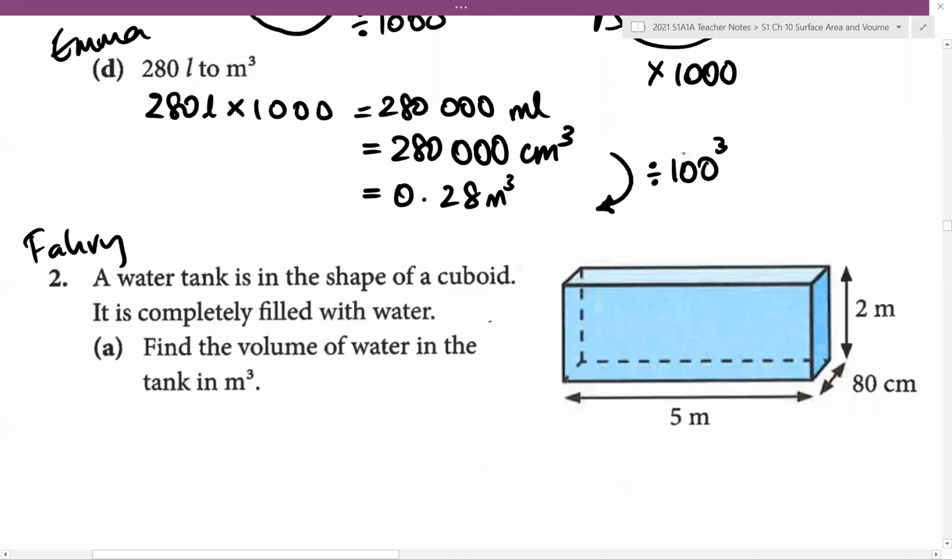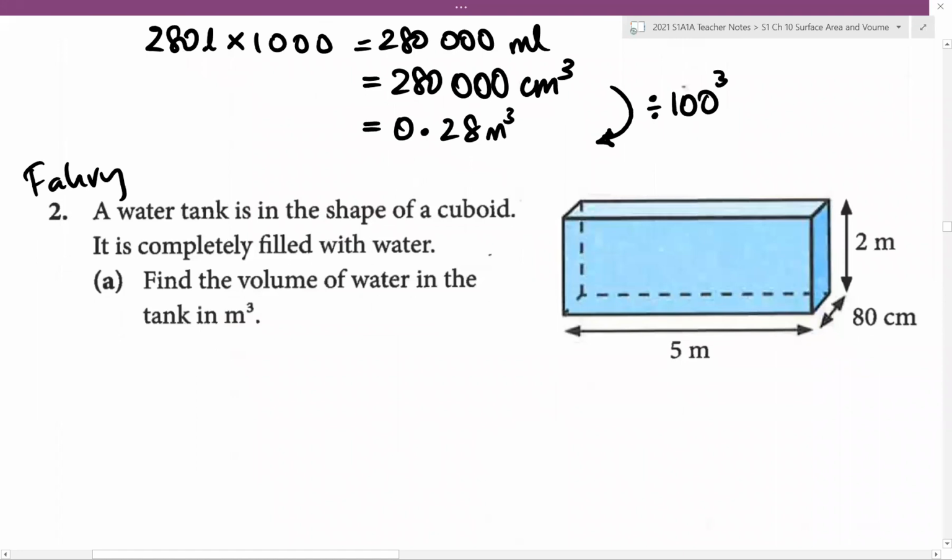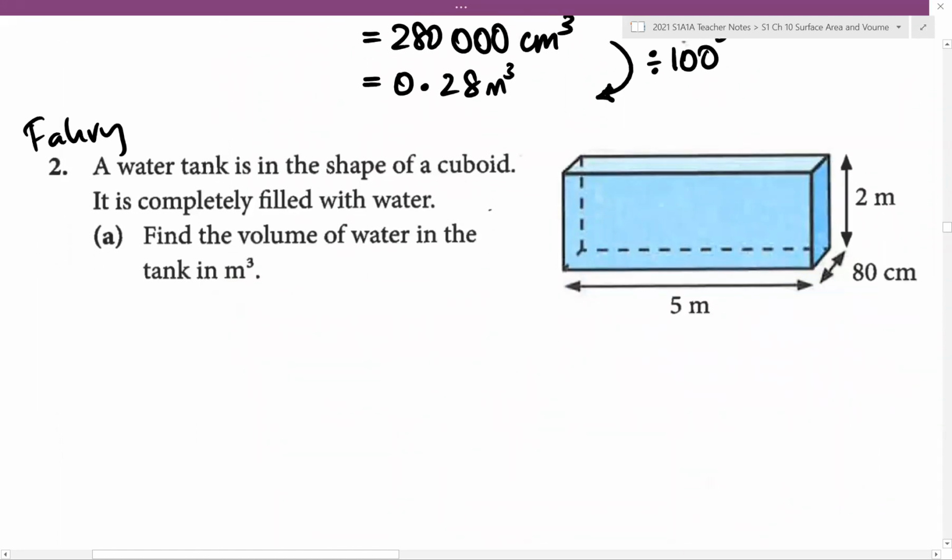Okay, since Fari has answered part D, let me do question 2. Now, the water tank is in the shape of a cuboid. It is completely filled with water. Find the volume of the water in cubic meters. To find it in cubic meters, we need to have all the dimensions in meters.